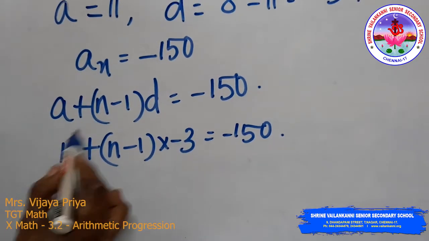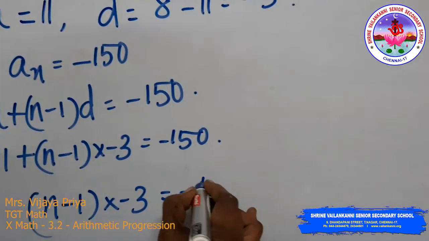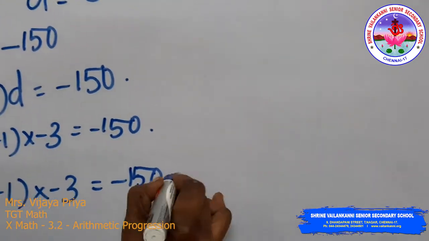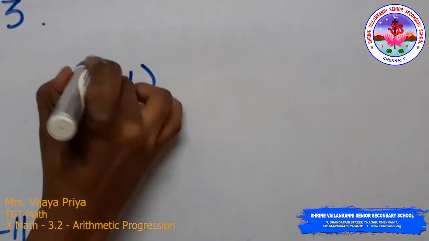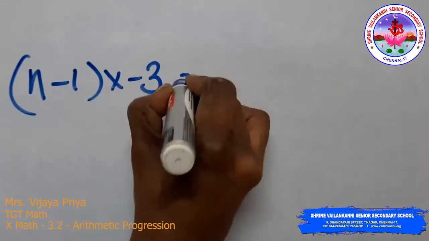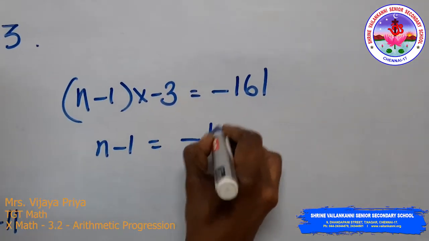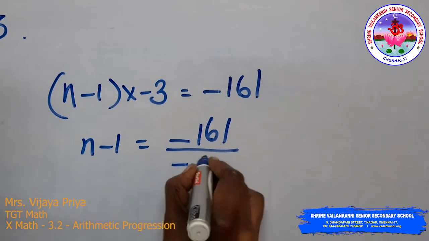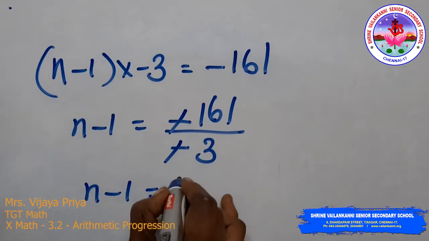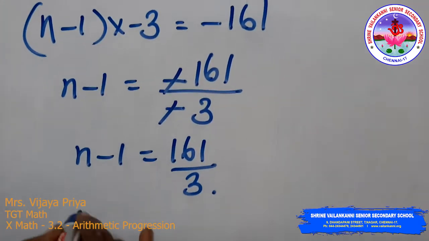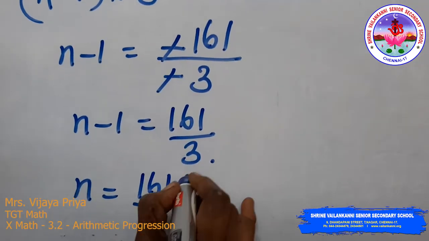So we are going to take this 11 to that side. So n minus 1 into minus 3 is equal to minus 150 plus 11 becomes minus 11. So you will have n minus 1 into minus 3 is equal to minus 161, where n minus 1 is equal to minus 161 divided by minus 3. Minus gets cancelled. So you will have n minus 1 is equal to 161 by 3, where n is equal to, taking minus 1 to that side, 161 by 3 plus 1.